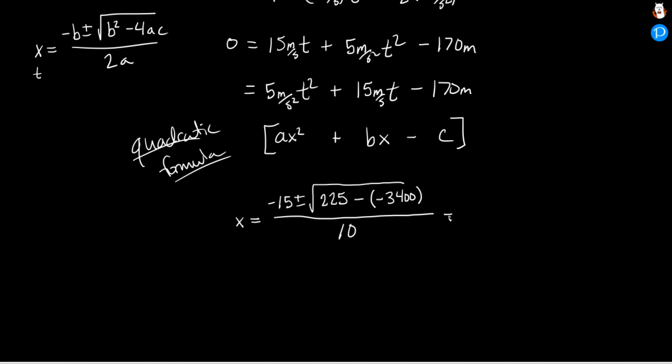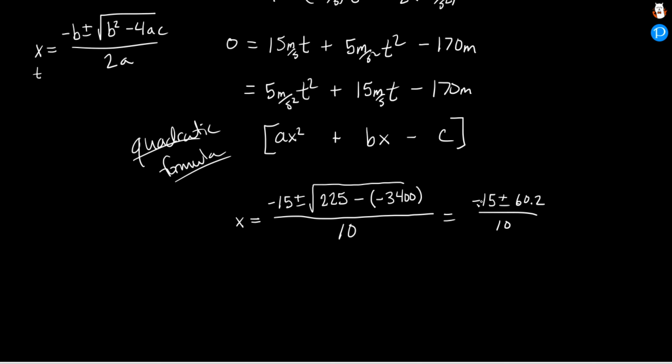All right, let's simplify this a little more here. So looking at just this part right here, 225 plus 3,400, and we're going to take the square root of that. And so we're going to end up with negative 15 plus or minus 60.2. So that's 60.2 is this whole part right here, divided by 10. Now remember that for when we're doing a quadratic here, this is plus or minus. So we're going to end up with two answers.